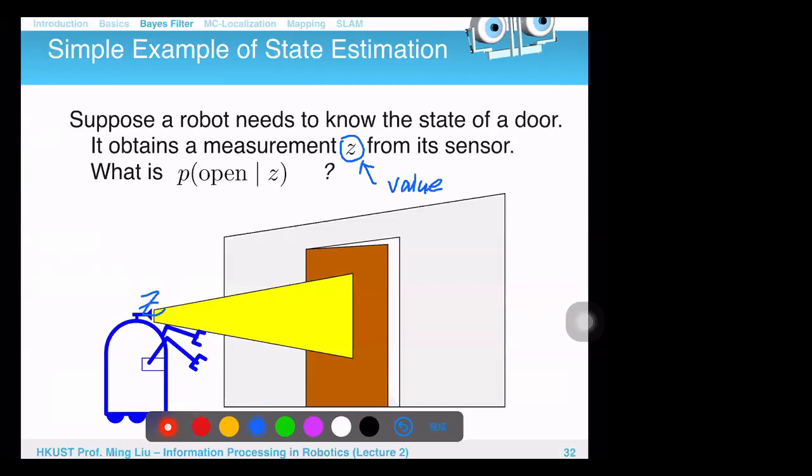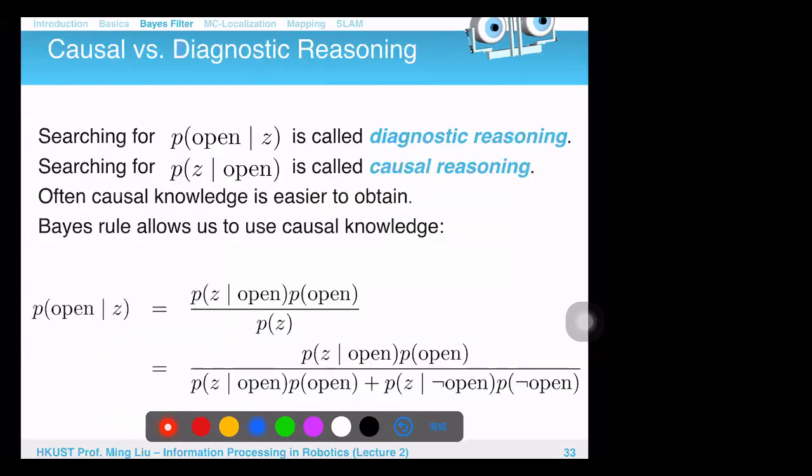And then you can understand the physical meaning of P(open | z). It simply means I want to find the probability that the door is open, given that you have a measurement z. Both open and small z are values; these are not random variables. These are values of random variables. And searching for P(open | z) is called diagnostic reasoning.